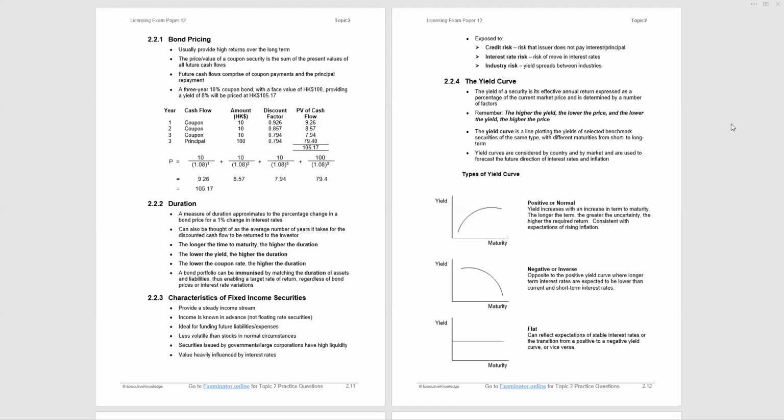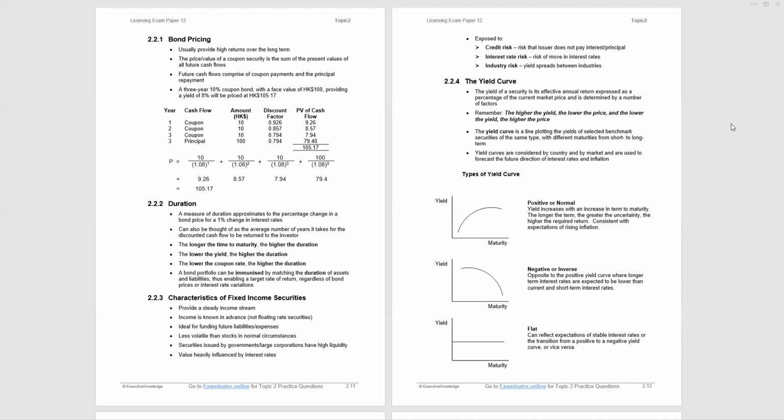So the duration, let's say it's 6. What does that mean? Well, if the interest rates went up 1%, the bond price would go down 6%. Can also be thought of as average number of years it takes a discounted cash flow to be returned. Okay, so that is a view, but I would stick to the first concept, this bond price sensitivity.